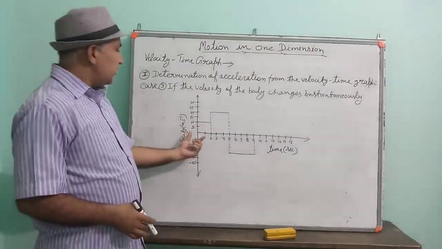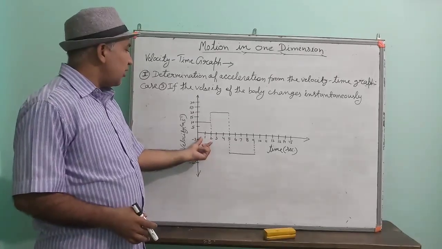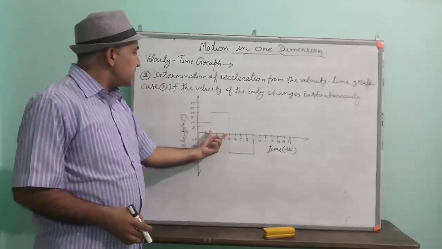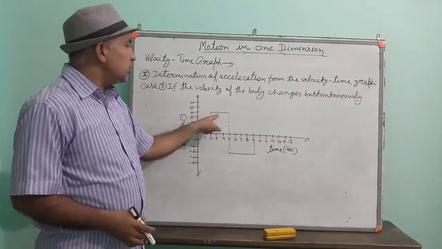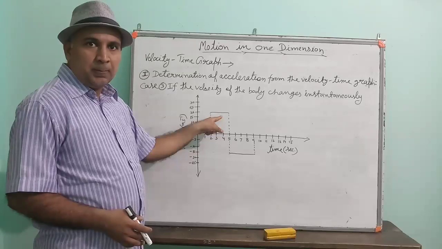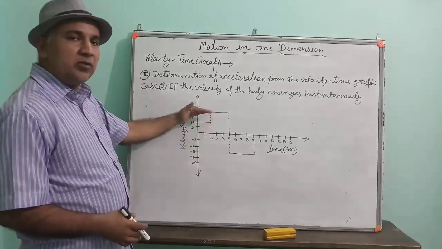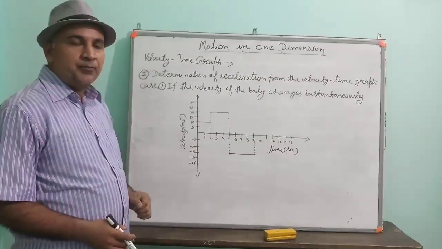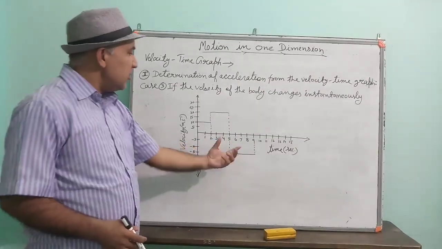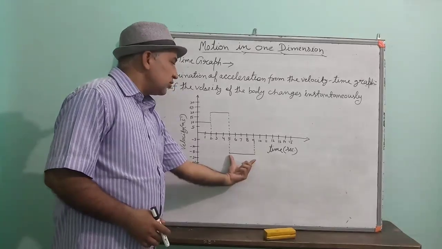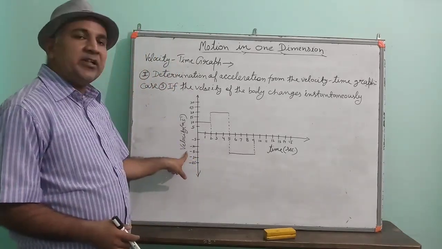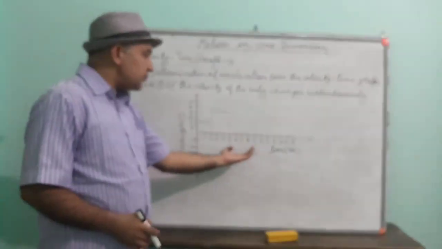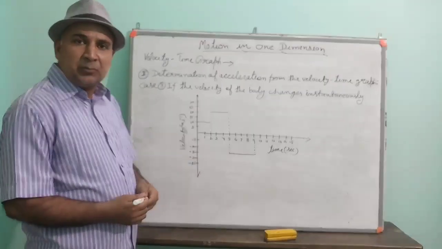See here, in the first case, for the 2 seconds, the object is moving with 10 meter per second. For the next 3 seconds, the object is moving with 20 meters per second. Okay, and here this is the positive velocity, means the object is moving away from the starting point. Then after 5 seconds, for the next 4 seconds, the object is moving with 15 meter per second. And since this is the negative velocity, means the object is returning towards the initial position.